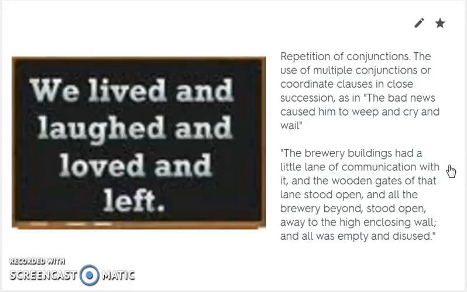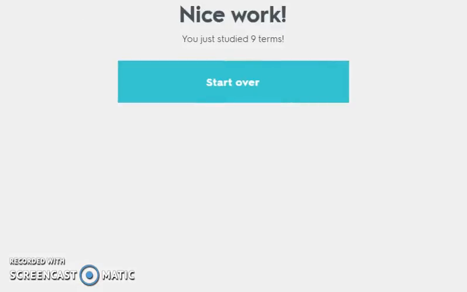"The brewery buildings had a little lane of communication with it, and the wooden gates of that lane stood open, and all the brewery beyond stood open, away to the high enclosing wall, and all was empty and disused." So you have "and, and," a series of conjunctions in that sentence. "We lived and laughed and loved and left" is another example.